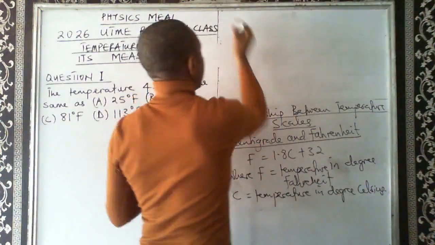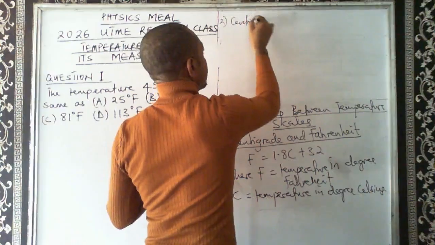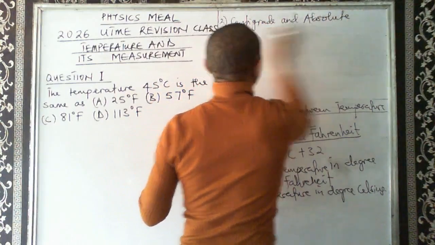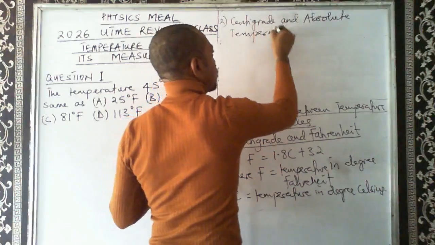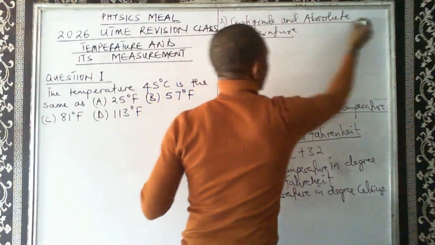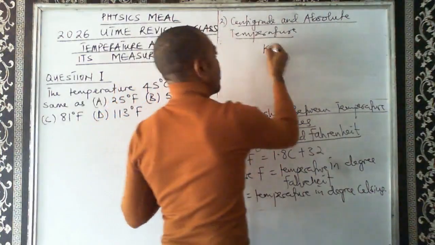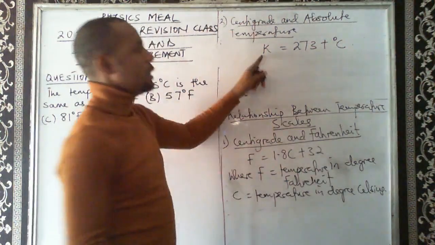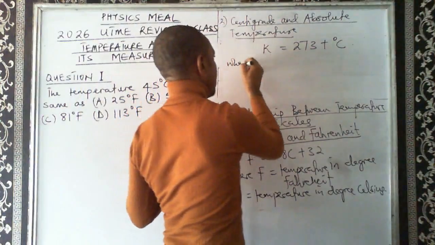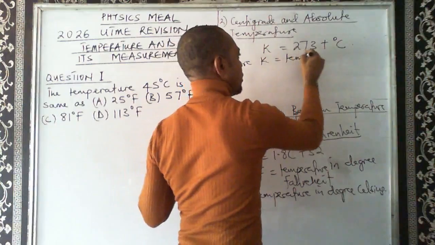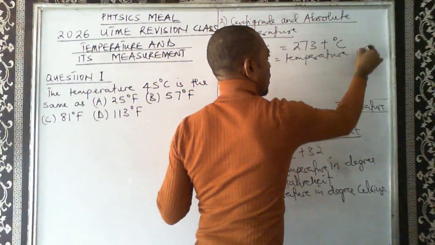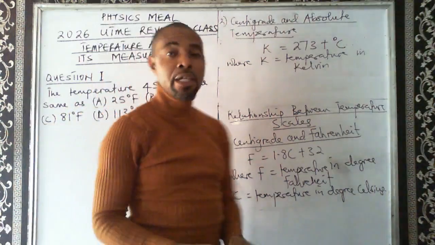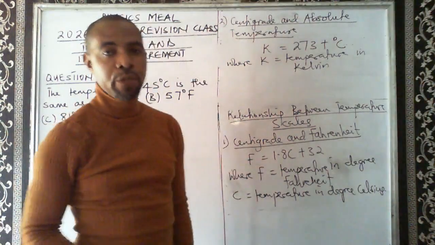Okay, then the next one is between centigrade and the absolute temperature. Another simple expression that most of us have used, especially when we are dealing with gas laws. Temperature in Kelvin is 273 plus temperature in degrees Celsius. That's the relationship. Where K is temperature in Kelvin, and we have already defined C as temperature in centigrade. Okay, so far so good.